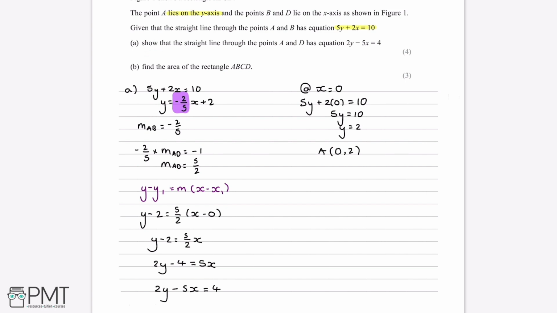So the first mark we get is for finding that the gradient of the line AB is minus 2/5. That's our first mark. Our second mark comes from finding the point A, or more specifically the y coordinate of A being 2. Our third method mark comes from using the perpendicular gradient rule over here and finding that the gradient of AD is therefore 5/2. And finally, we get our answer mark for actually finding the equation of the line AD in the form that the question asked us for.